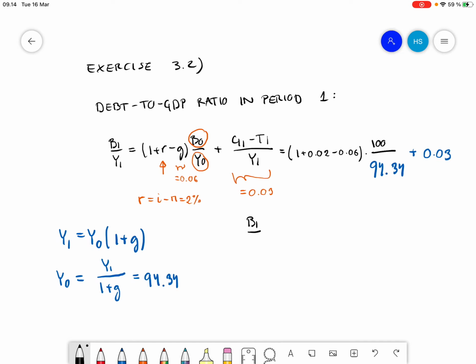If we calculate this, we get the real debt to GDP ratio to be equal to 1.05, which is 105%. In other words, the real debt stock in period 1 exceeds current output in period 1 by 5%. The debt stock in period 1 is larger than GDP in period 1. It is larger by 5%.